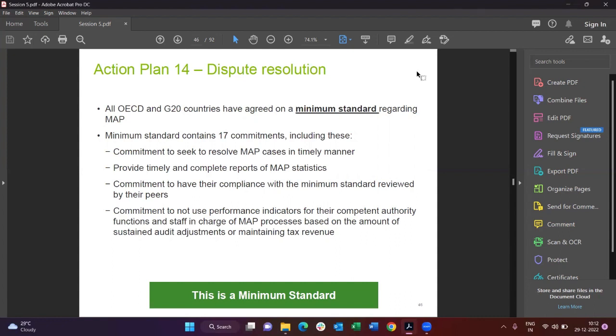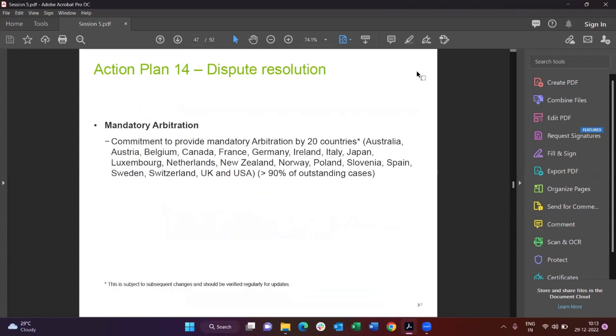All the OECD and G20 countries have agreed on this minimum standard regarding mutual agreement procedure. And there was even an arbitration process, but India has not adopted this arbitration process. Only 20 countries have adopted this arbitration. That is, cases that are not solved by mutual agreement procedure go to arbitration.